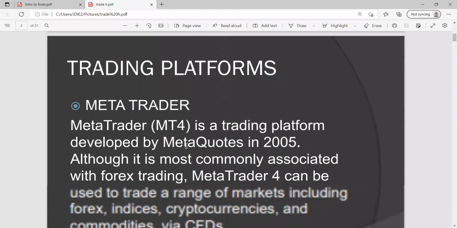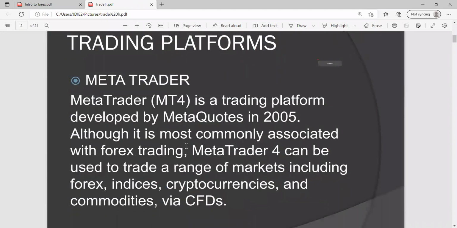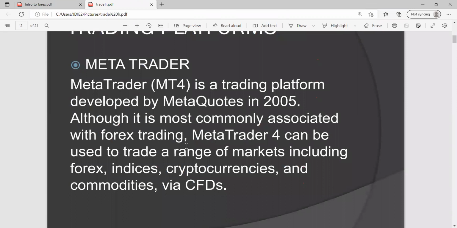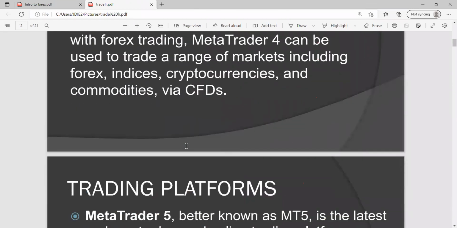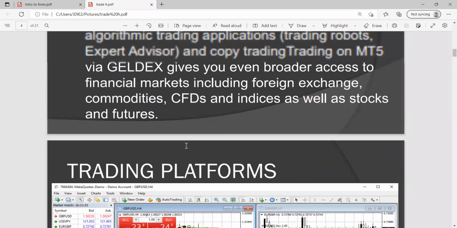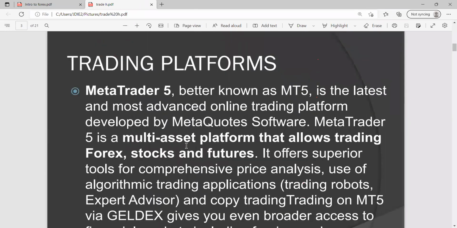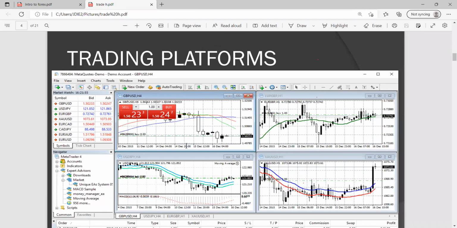Okay. So the trading platforms, you have MetaTrader, and MetaTrader is an app that we will be trading on from MetaQuotes. It was established in 2005, and then we have a more advanced one. It's called MT5. So this is how the MetaTrader looks.